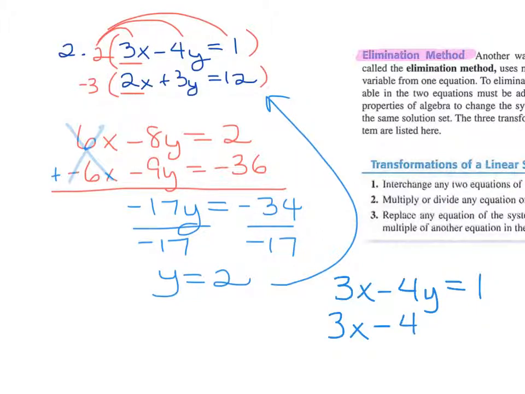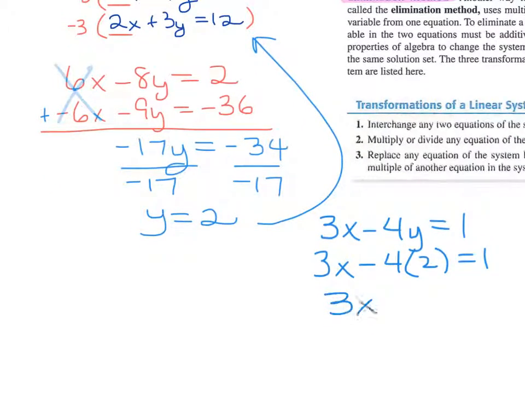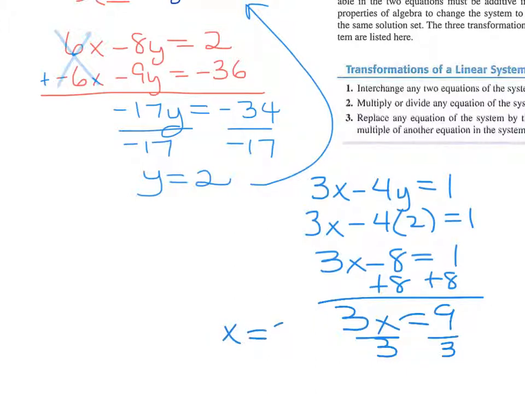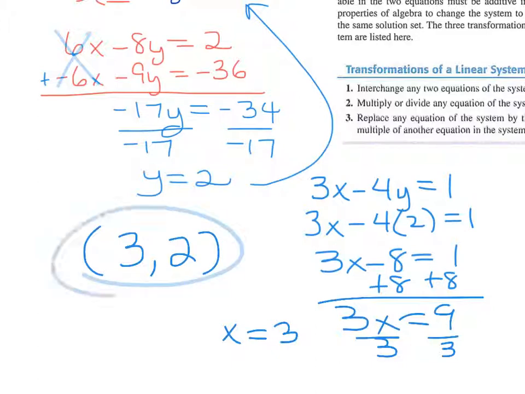So once I plug in for y, multiply, and I get minus 8, and then add the 8, and then divide by 3. So 3x equals 9, x equals 3. Again, your answer is an ordered pair. So 3, 2. The x goes first, the y goes second.